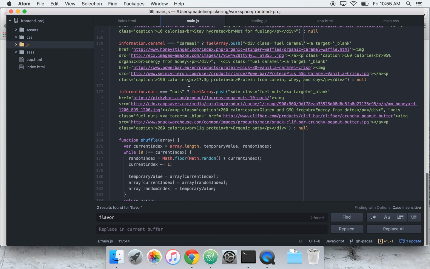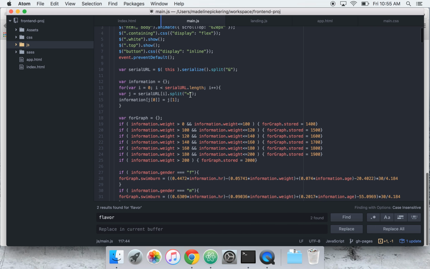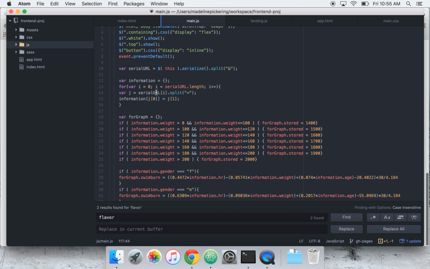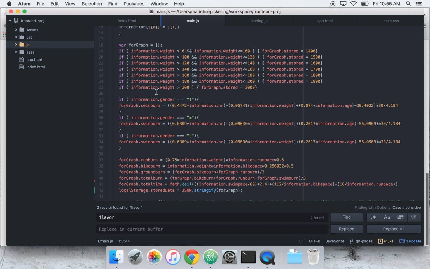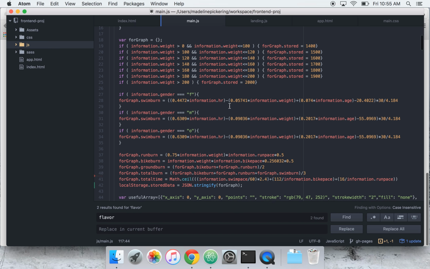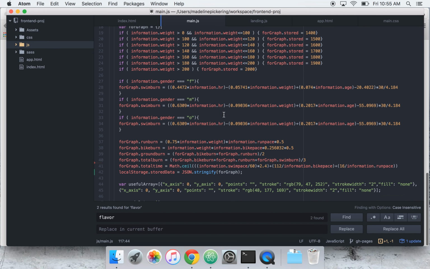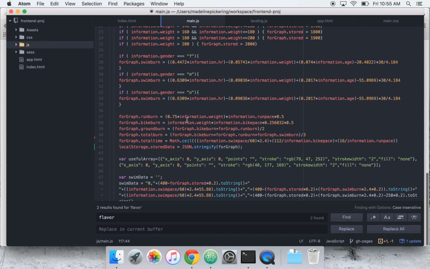Now let's look at the JavaScript for a second. I'm starting with, on that click, displaying a bunch of stuff that was hidden. Then I'm getting the information from the user input with serialize, and then I'm turning that into the information that I want. So I'm making a new object and transforming all that. So I'm figuring out their stored glycogen value based on their weight, their swim burn rate based on heart rate, weight, age, and gender, and then run and bike based on weight and their paces, and the total time based on their paces and the distance of this race, which is an Ironman.